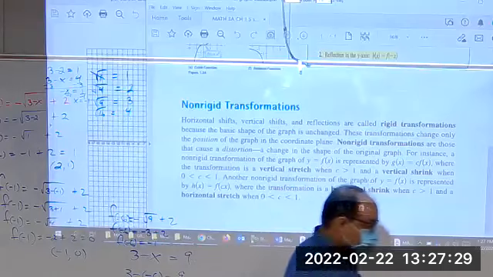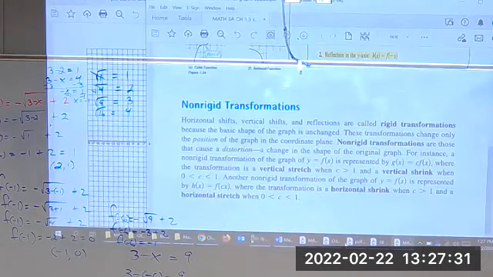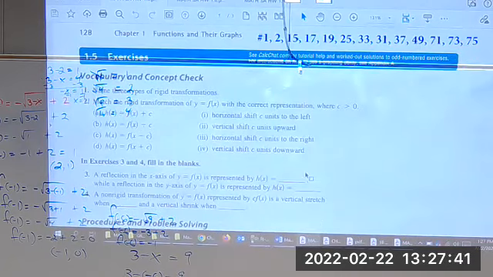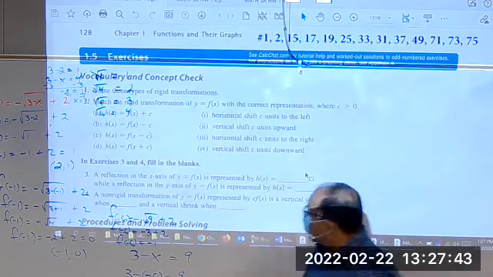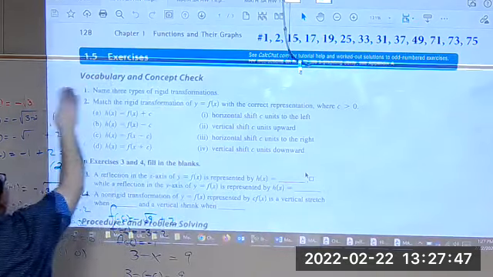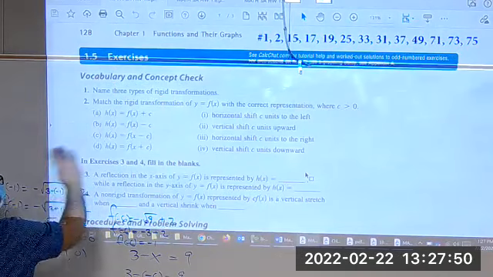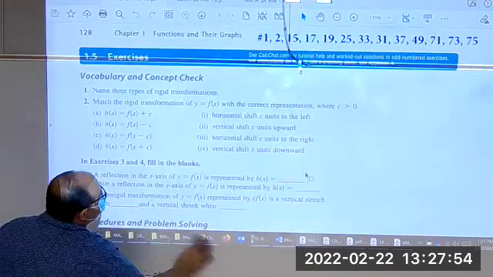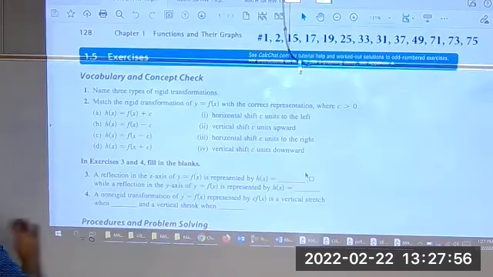So let's take a look at the homework. All right, 1, 2. Name 3 types of rigid transformations. We already talked about. Actually, just gave you the answer. Match the rigid transformation of y equals f of x with the correct representation, where they're using C again.